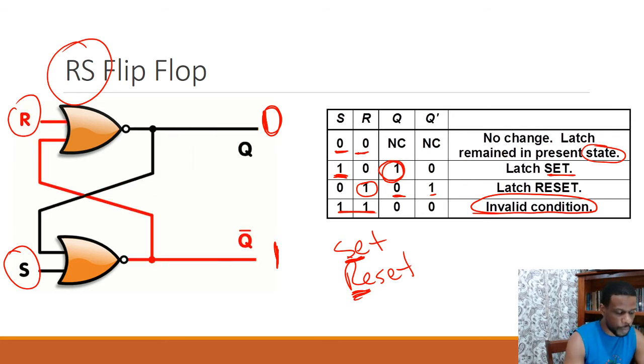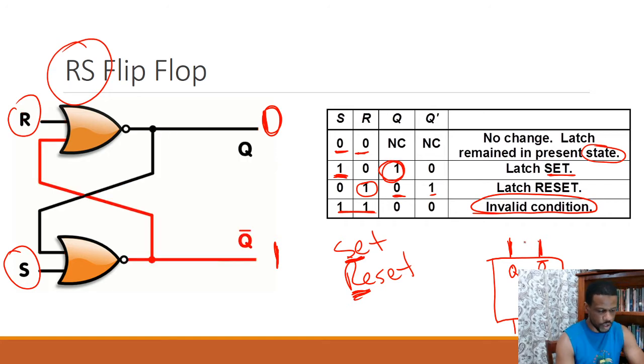So what basically happens is if you look at this as a box, you're going to have an S and you're going to have an R. And then you're going to have a Q and a Q prime. So if I wanted to store information and I wanted to store a bit, I would just send a consistent 1 on the set and a 0 on the reset, and then I'll have a 1 here.